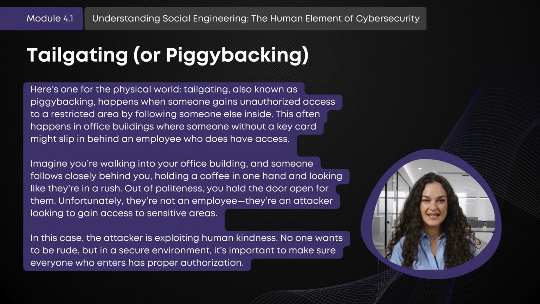4. Tailgating or piggybacking. Here's one for the physical world. Tailgating, also known as piggybacking, happens when someone gains unauthorized access to a restricted area by following someone else inside. This often happens in office buildings where someone without a key card might slip in behind an employee who does have access.